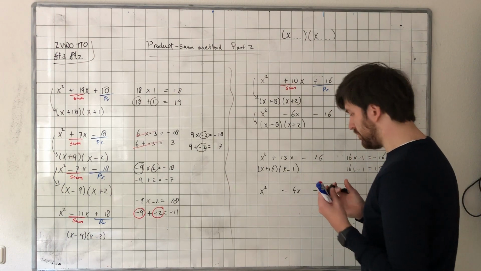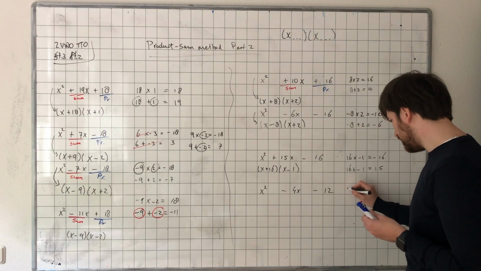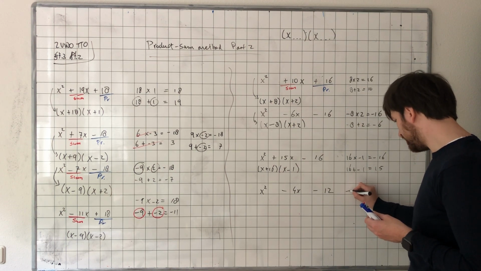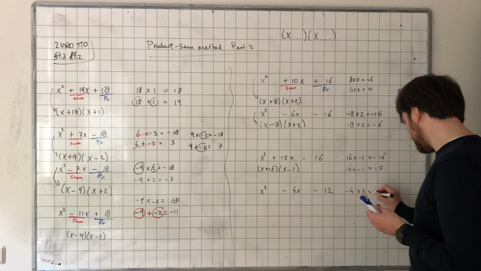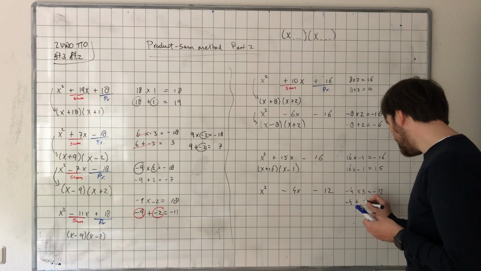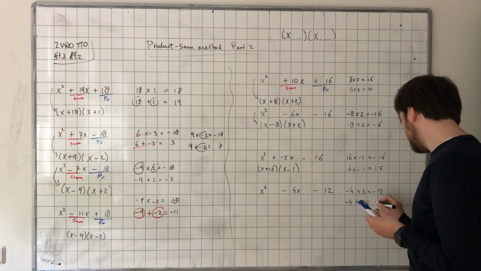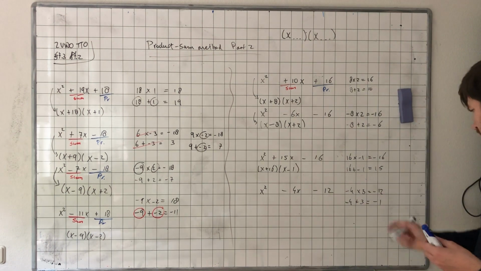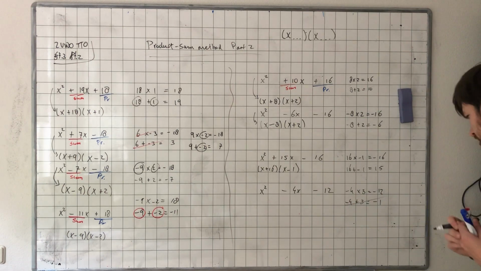The next one, I want a product of minus 12 and a sum of minus 4. Let's start with something that's not correct. Let's try and use minus 4 times 3. That's minus 12. Well, that's fine, but the thing is, if we add these two numbers, the answer is minus 1, and we want minus 4, so this is not correct.